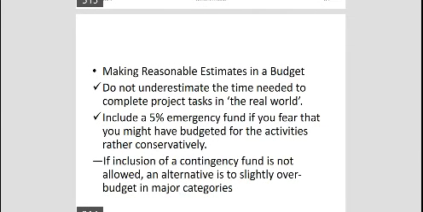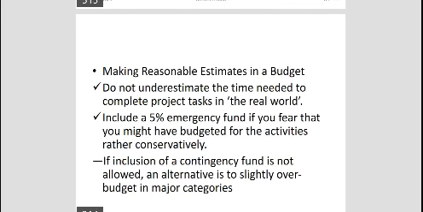Making a reasonable estimate in a budget. How do you make a reasonable estimate in a research budget? Do not underestimate the time needed to complete project tasks in the real world. Include a 5% contingency fund if you fear that you might have budgeted for the activities less than conservatively.